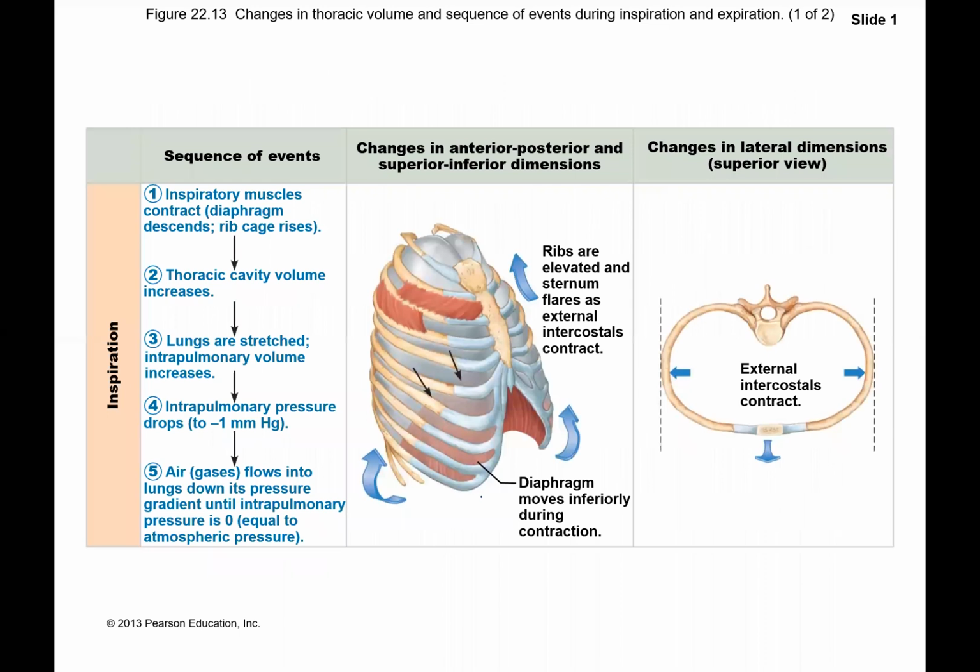Okay. So during inspiration, the ribs are elevated and the diaphragm moves inferior. So the ribs do elevate and the diaphragm moves inferior. So if this is your lungs, and there's the diaphragm at rest, the diaphragm will move inferior during contraction. It's a little weird to think about, but a diaphragm contraction actually moves inferior.